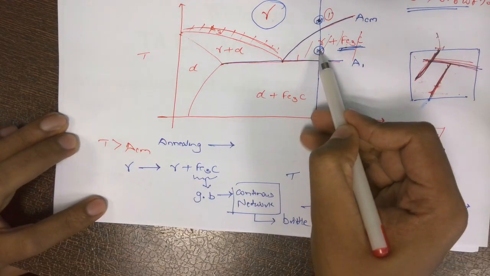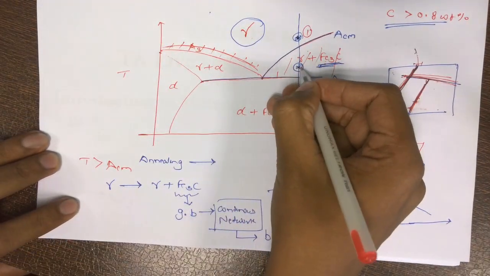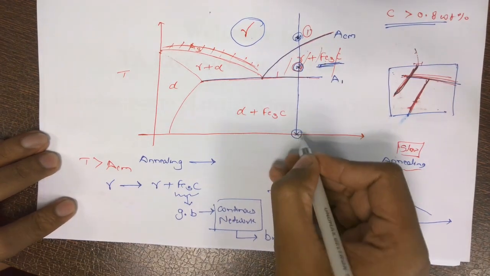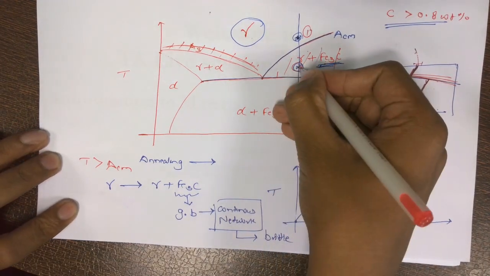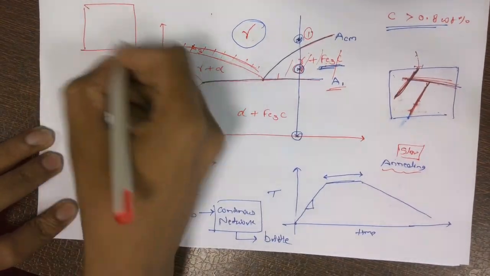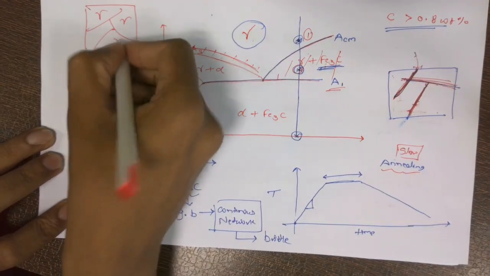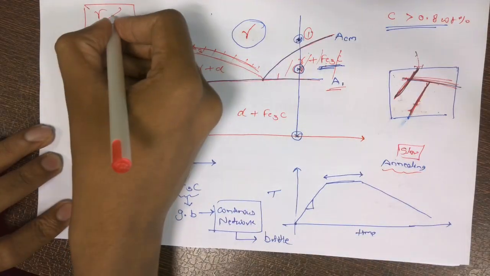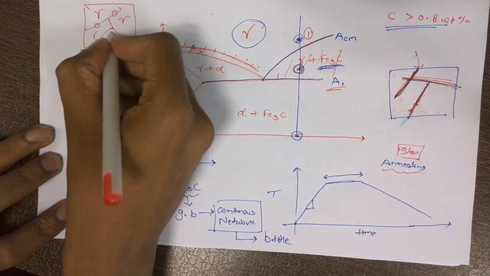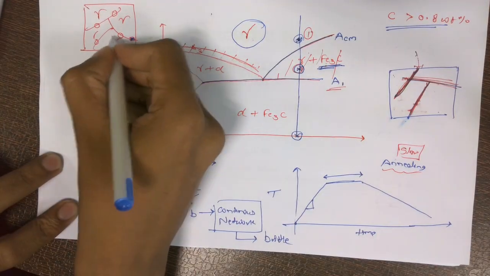Now if I go somewhere in between, let's say I took my steel from room temperature and heated it above this particular A1 temperature. What we have now is a phase of alpha and there are cementite phases like this. It will be like this one.